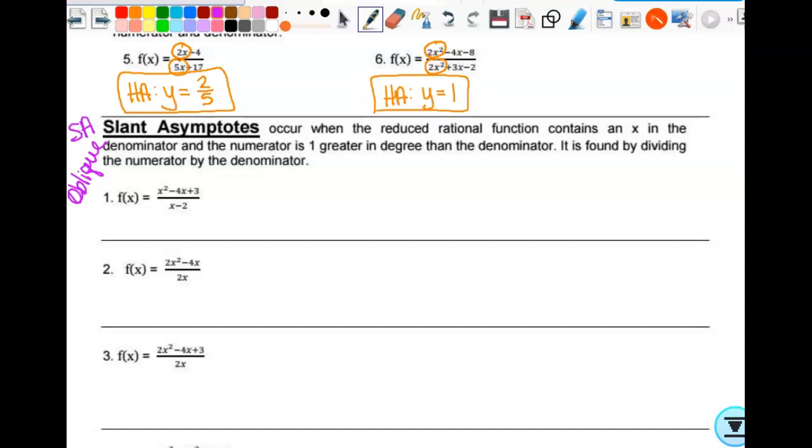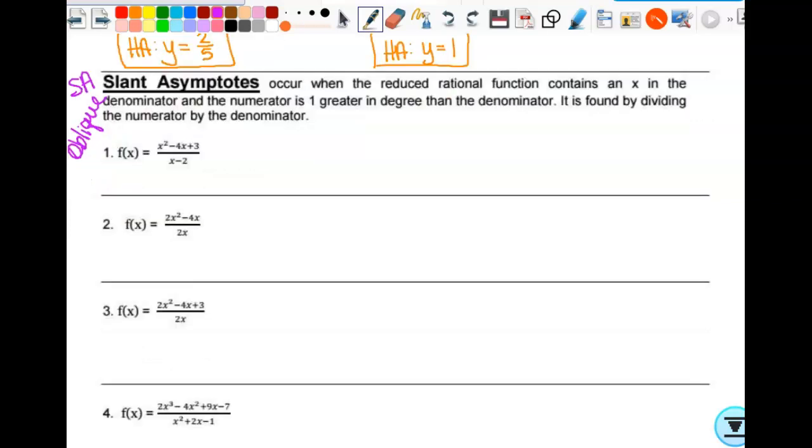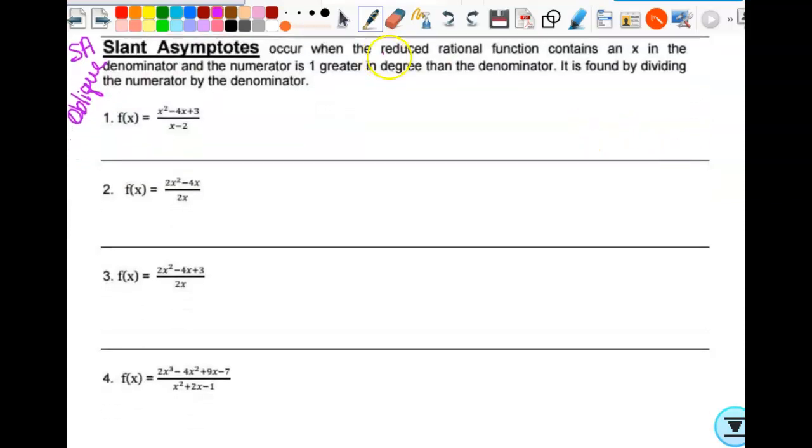It's all together. Okay, so slant asymptotes occur when the reduced rational function, which means you better have gotten rid of those holes if you got any, contains an x in the denominator and the numerator is 1 greater in degree than the denominator. This 1 greater is important.